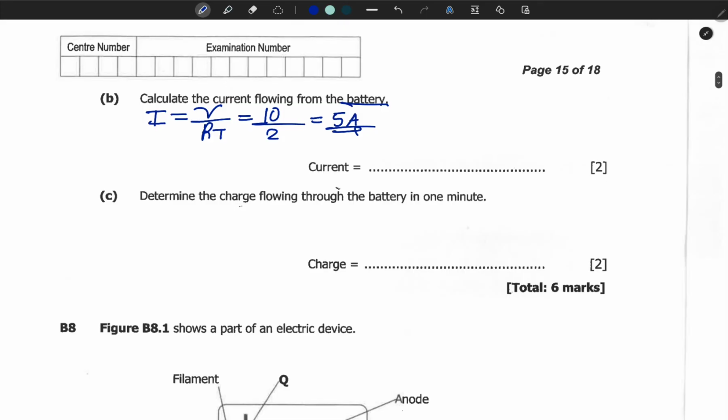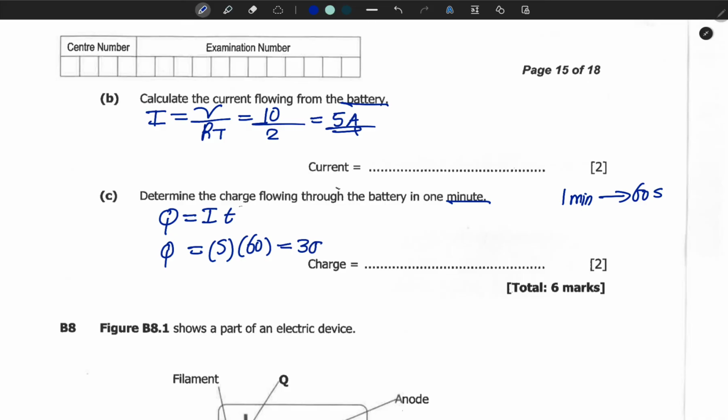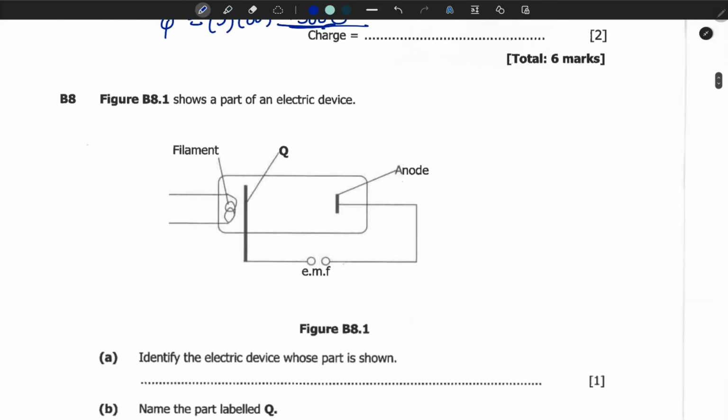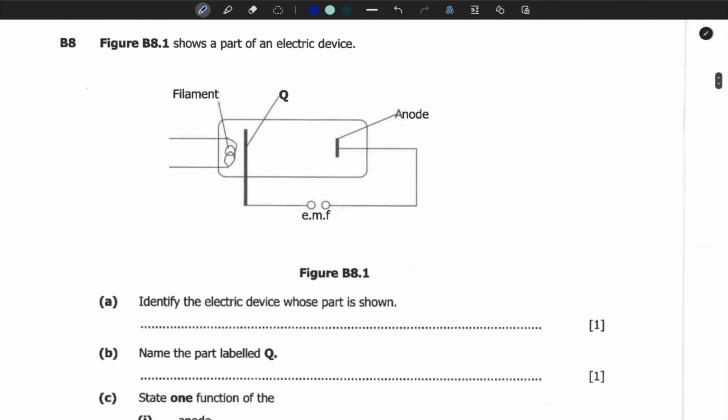Determine the charge flowing through the battery in 1 minute. Charge, denoted by capital letter Q, is equal to current times t. Now, since we are given the time in minutes, change it into seconds. Remember, I said 1 minute is equal to 60 seconds. So charge is equal to current, which is 5, times time, which is 60. This will give us 300 coulombs. That's our charge. Then we have question 8.